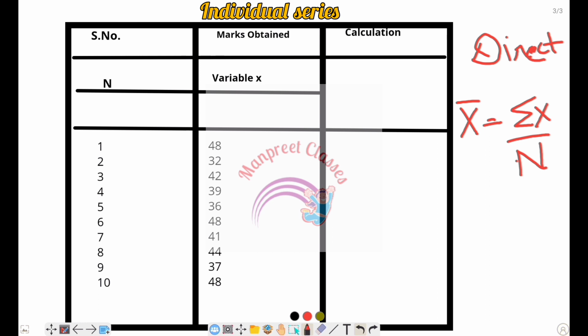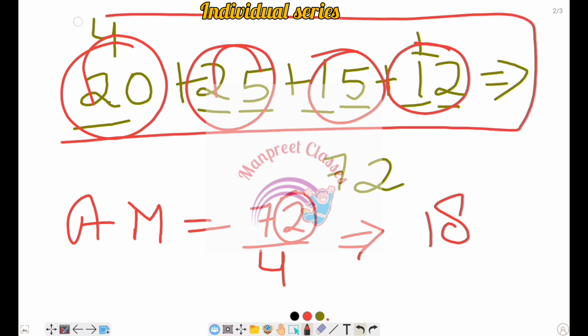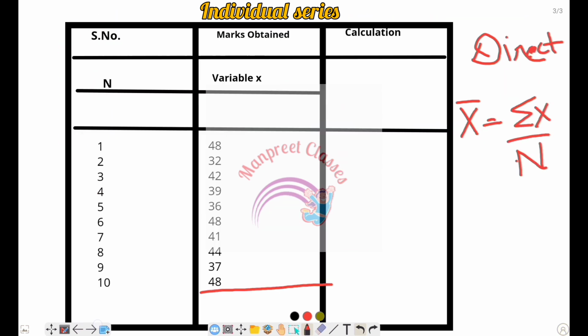So first of all what we are going to do, we will add this x, as just now we studied that the first step is to obtain the sum. So we are going to follow the same step. When you do the total, you will get 415, and 415 is the value of sigma x. Sigma means sum and x is the variable given to us.